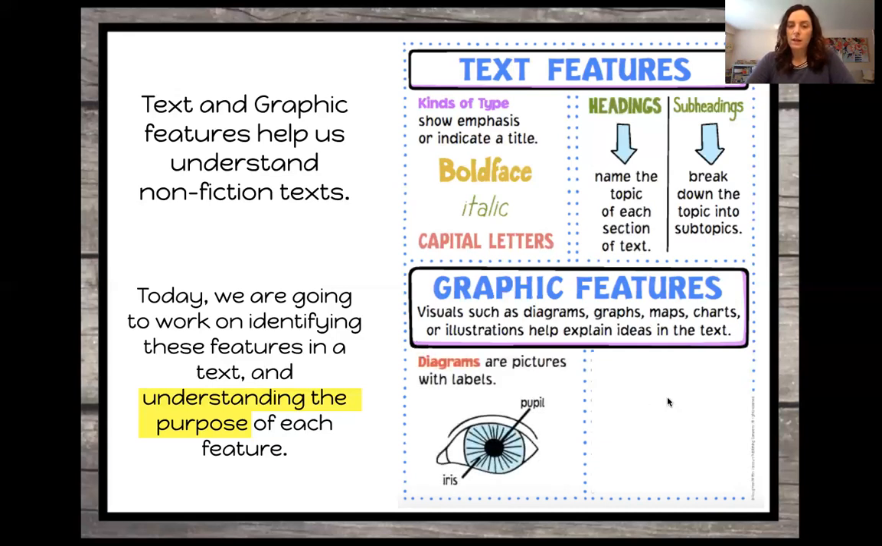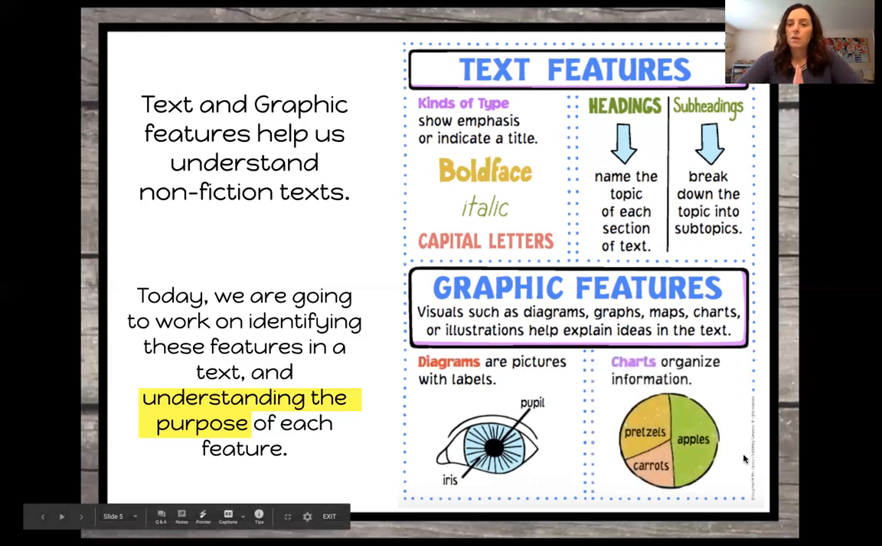Diagrams are pictures that have labels. So you'll see here's a picture of an eye and then it's labeled. The little words where it says pupil and iris, those are labels. Charts help to organize information. So this chart shows a picture and it's probably of a bunch of people that they asked, what's your favorite snack? Most of the people, or almost half, chose apples. And then a little bit more than a quarter chose pretzels. And then a small amount of people chose carrots. So I didn't have to read to know that in this example, most people prefer apples.